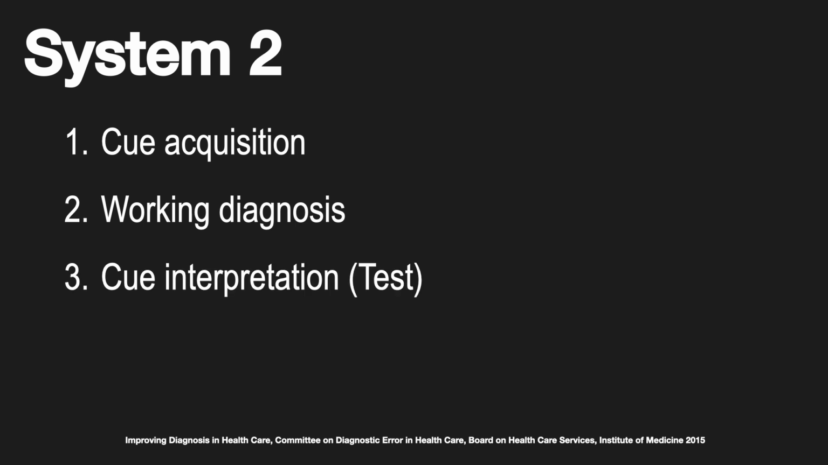We then interpret the cue. If the headache is a migraine, the patient should have photophobia, and we test this interpretation by asking the patient, do you have photophobia? Remember, tests aren't just scans, labs, and biopsies. They're also symptoms, examination findings, and risk factors. They're all tests of our diagnosis in one form or another. If the test is positive, we accept the diagnosis. If the test is negative, we reject the diagnosis and go back to step 1.